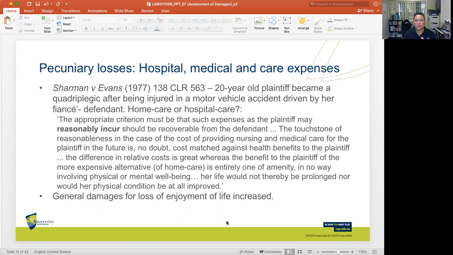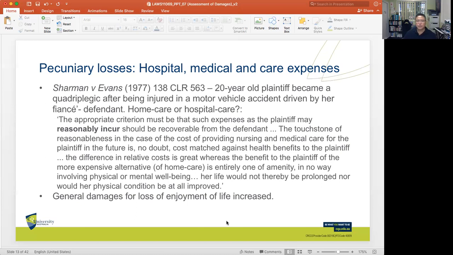So the question there was, in terms of taking care of the plaintiff, who was only 20 years old at the time, should it have been home care or hospital care? That question was important because that will be important as well in determining the pecuniary losses, or the amount of hospital, medical and care expenses that should be computed. And the court said that the appropriate criterion must be that such expenses as the plaintiff may reasonably incur should be recovered from the defendant. So it has to be reasonable expenses.